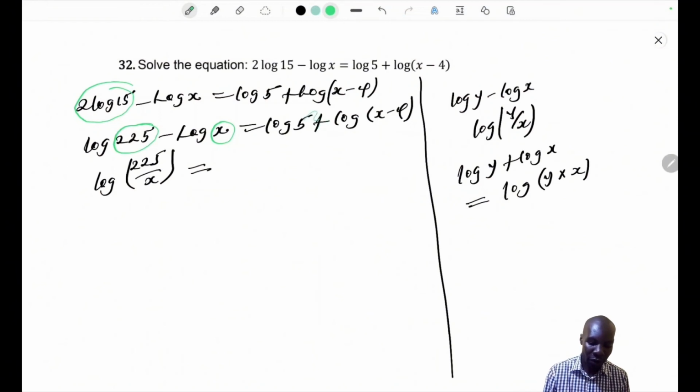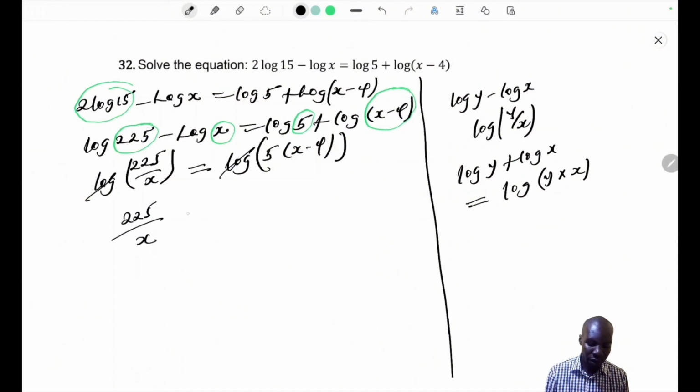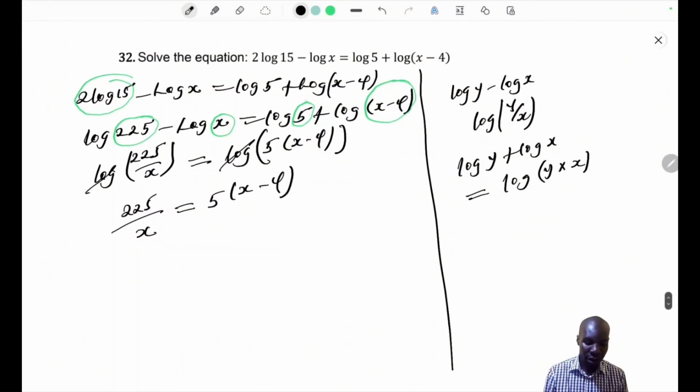So in our case, we have got log of 5 plus log of x minus 4. That will give us log of 5 in bracket x minus 4 because we are multiplying. So the log cancels with the log. We are left with 225 over x, which should be the same as 5 in bracket x minus 4. This is going to give us 225 over x should be equal to 5x minus 20.